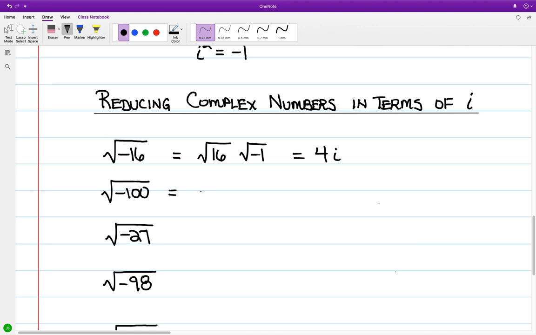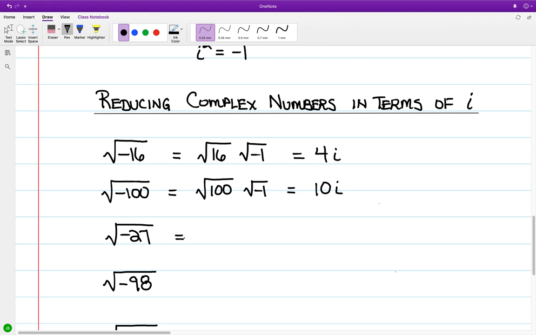Let's say I have another negative perfect square, -100. If I reduce in terms of the letter i, the square root of -100 is a complex number, and putting it in terms of the variable i, the square root of 100 is 10, the square root of -1 is i, so the square root of -100 is 10i.